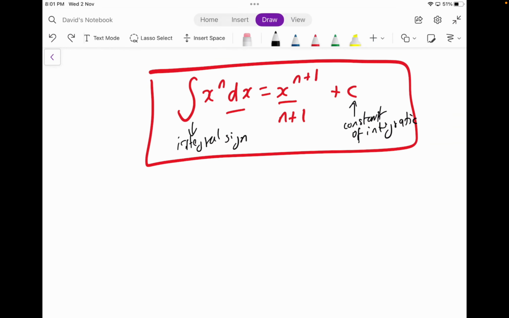And by the way, many people tend to leave out this positive c. This positive c is really critical when dealing with integration. Do add it whenever you're solving integration type questions. That just represents the constant of integration.